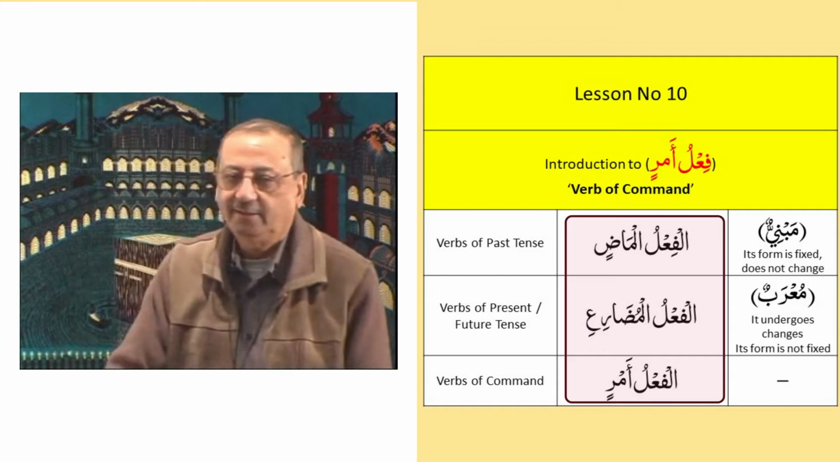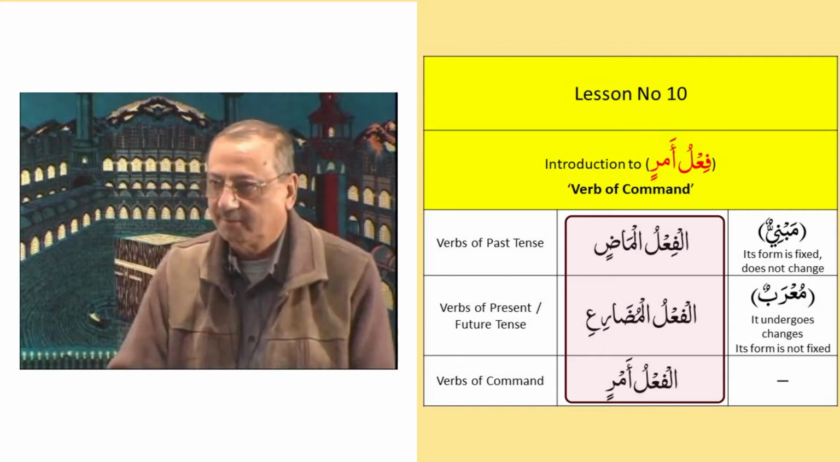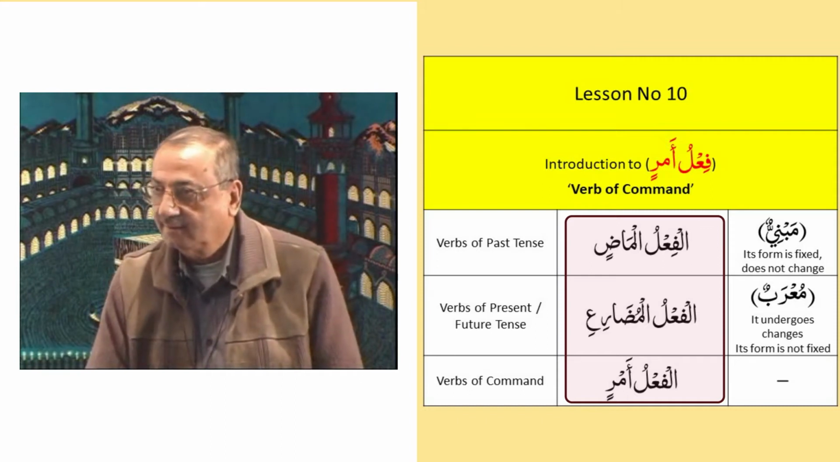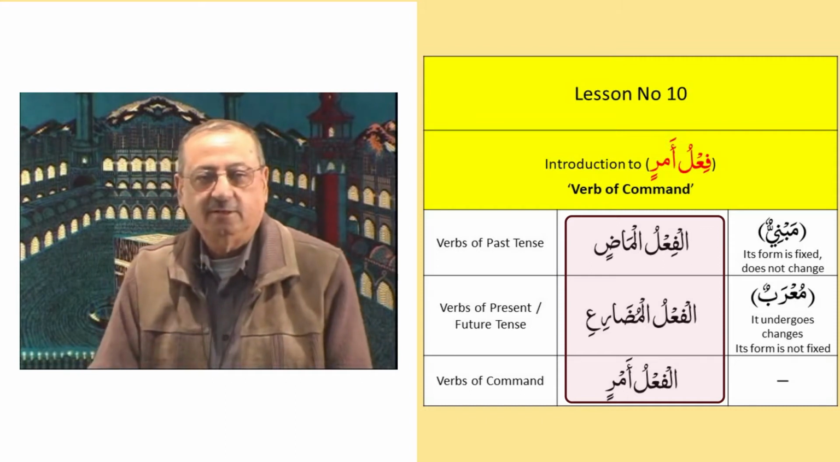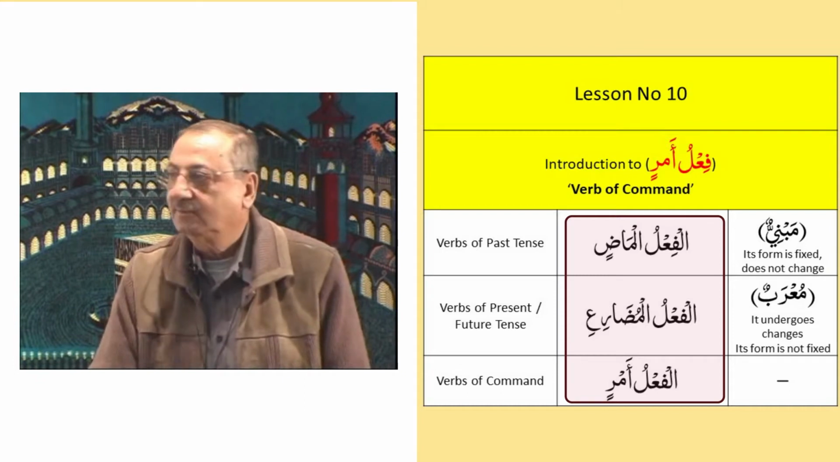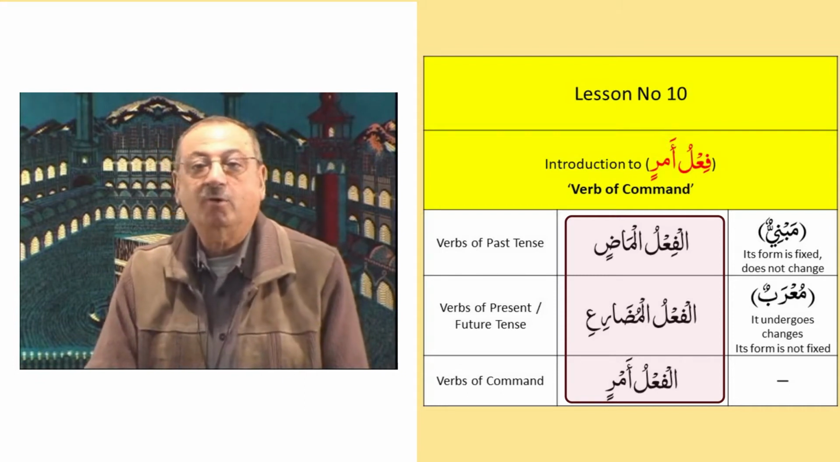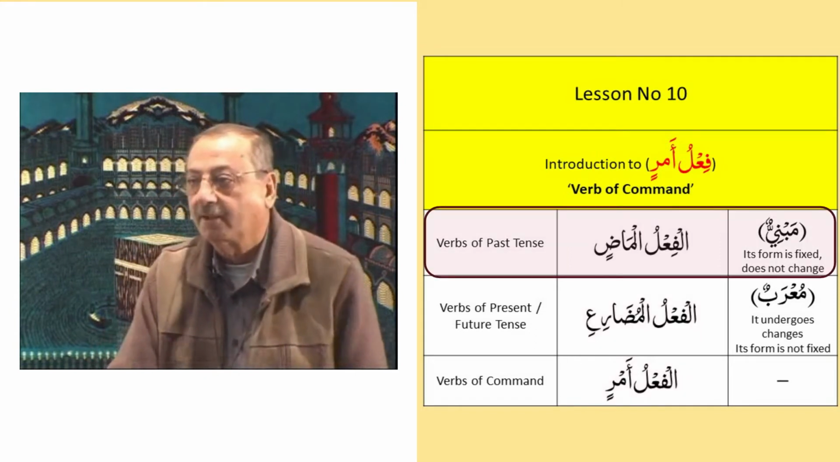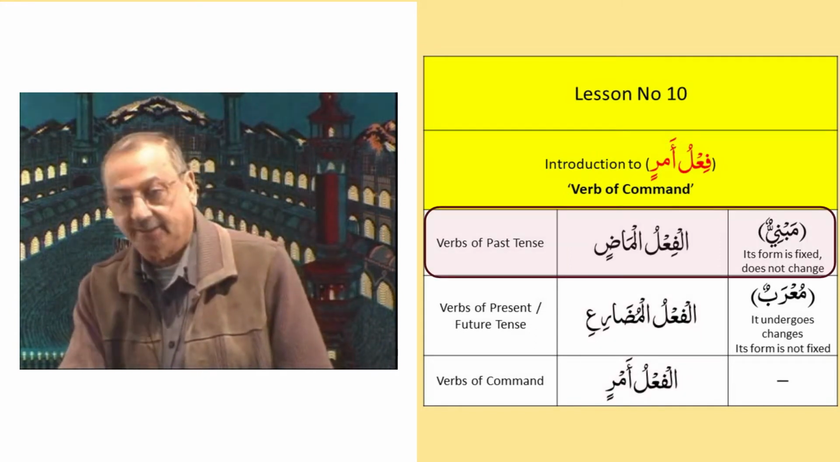We have three sections in verb. Fi'lun madin, past tense. Fi'lun mudariun, present tense. Then fi'lu amrin, verb of command. Three things. Now, we did fi'l madi.